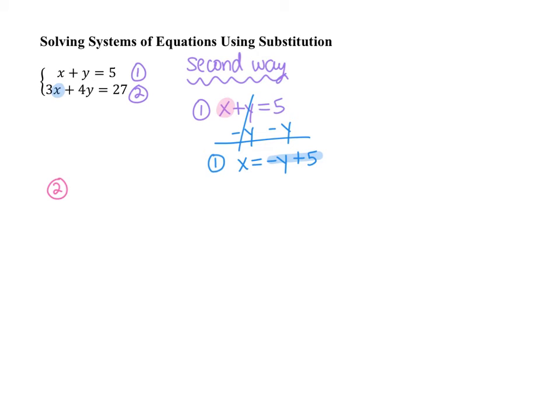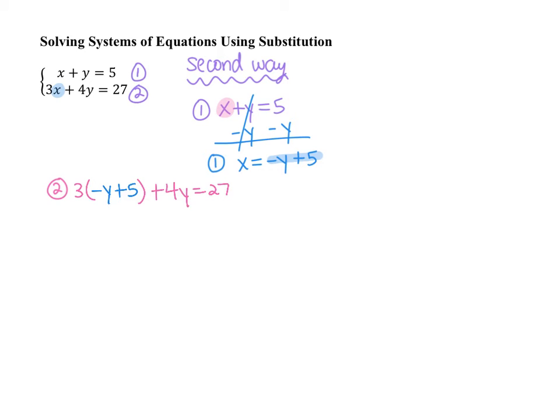We do not want to plug in an equation to itself. So we can't plug it into equation 1 again because that's the same equation. Our goal is to combine the equations. Okay, so it's 3, and then parentheses, we'll substitute in that expression, negative y plus 5, and then finish out the equation, plus 4y equals 27.